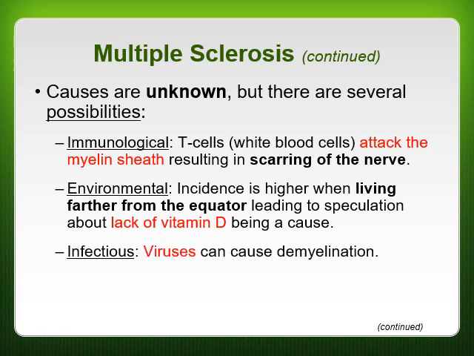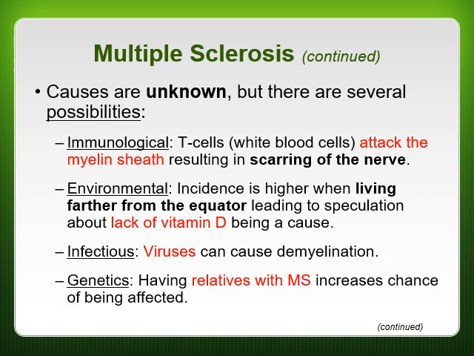Perhaps it's viral, infectious. That can cause demyelination, so that might be something to be considered. Or it could just be something that you were unlucky enough to have passed down from relatives. Having relatives with MS, they have seen through research that that does seem to increase the chance of being affected, which obviously lends credence to the idea that perhaps MS might have a genetic component associated with it. But altogether, they're not really sure. More research, more time, more studies need to be done.